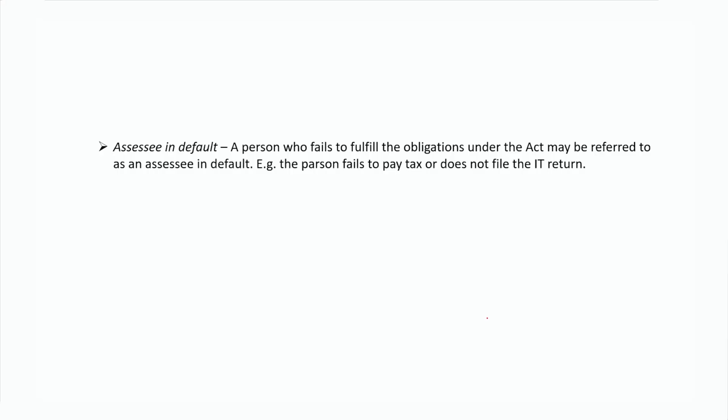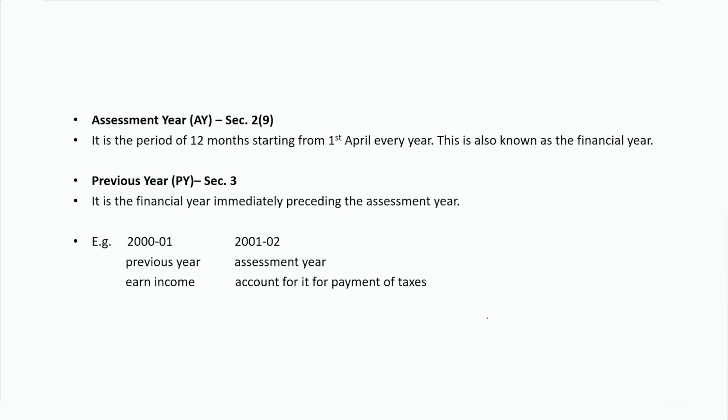And finally, you've got an assessee in default. So who are these? This is basically a person who fails to fulfill the obligations under the Act, and this person may be referred to as an assessee in default. For example, the person fails to pay tax or does not file the income tax return. Then let us look at the concept of the assessment year.